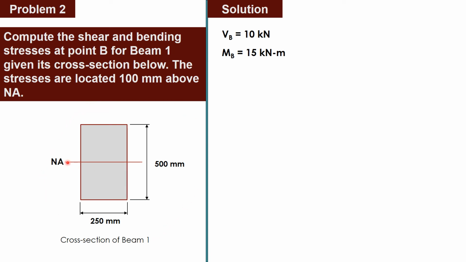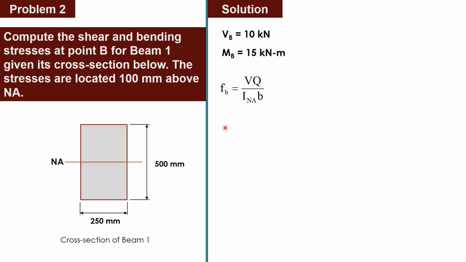So, knowing the location of NA, yun daw hinahanapan mo ng stresses, both shear and bending stresses, ay yung fiber na located 100 millimeters above NA. So, what you will do is, you will measure from NA 100 millimeters pataas. At doon ka kukuha ng stresses na requirement dito. So, this is the general formula for the shear stress.